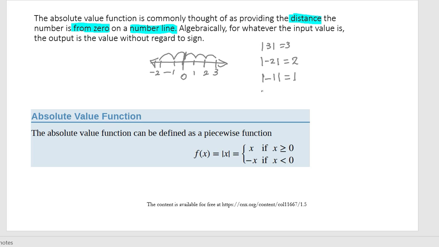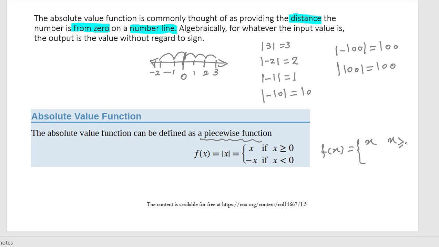So no matter what number we put in absolute value, the outcome is always positive. Absolute value of negative 100 is 100. Absolute value of 100 is 100. We can define absolute value as a piecewise function. So f of x is equal to x if x is more than or equal to 0, and negative x if x is less than 0.